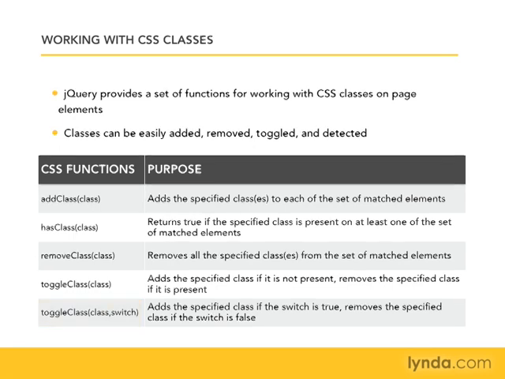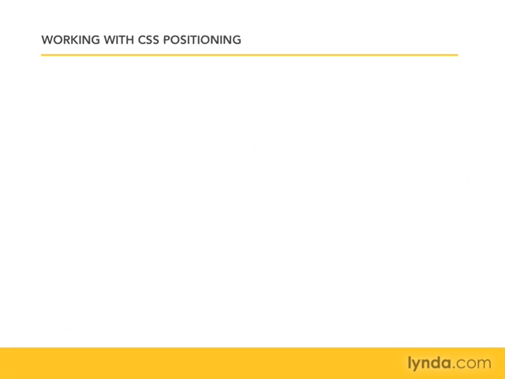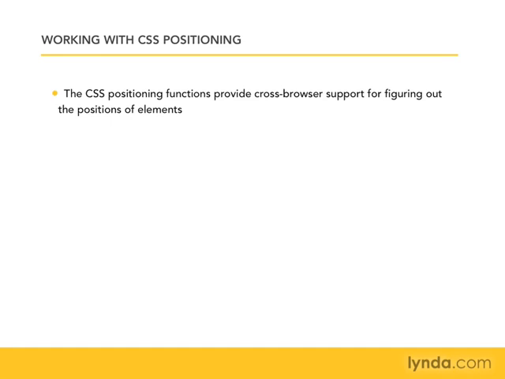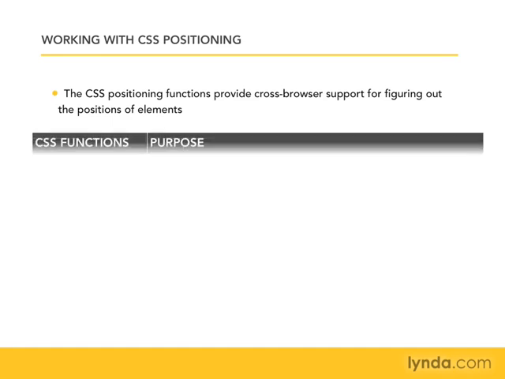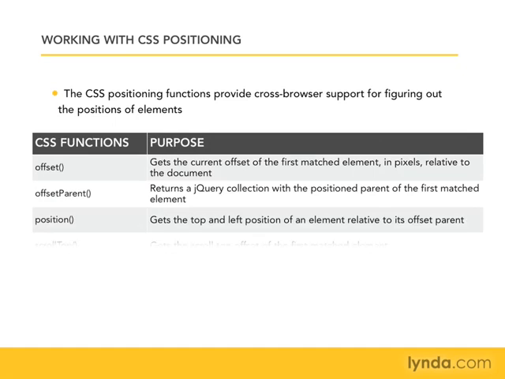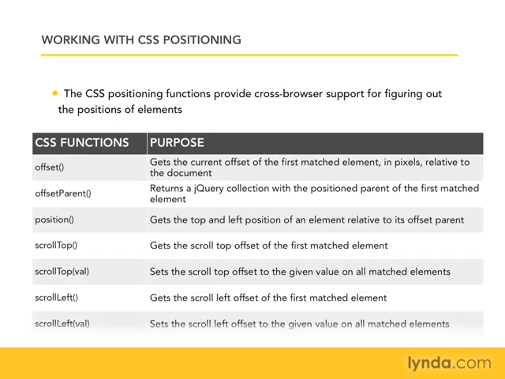So moving on, let's take a look at the positioning functions. So CSS positioning functions provide a cross-browser way of figuring out where elements are on the page. And there's a variety of functions for this. So the offset function gets the current offset. This comes back with an object that has a top and a left. And same thing here. This is the offsetParent, which figures out the position parent of the first matched element in the result set.